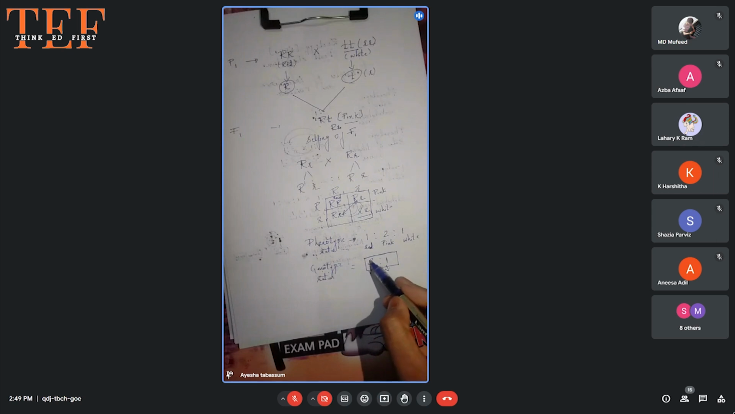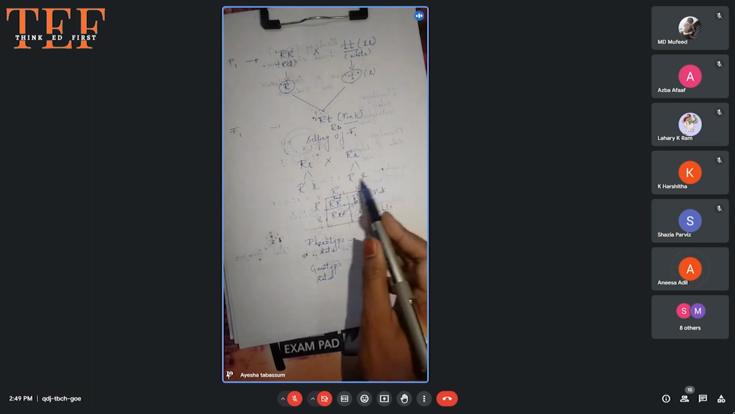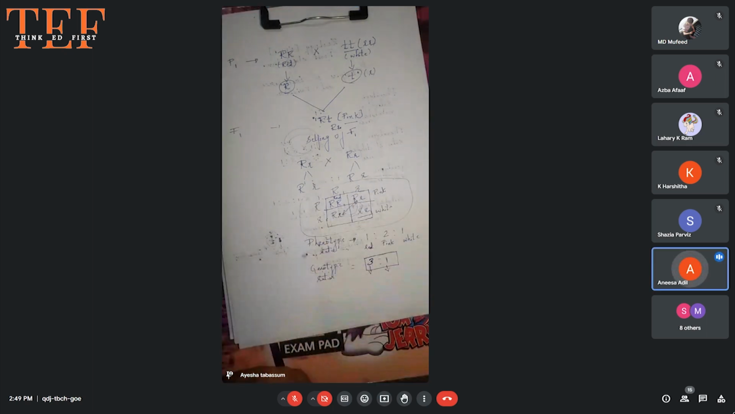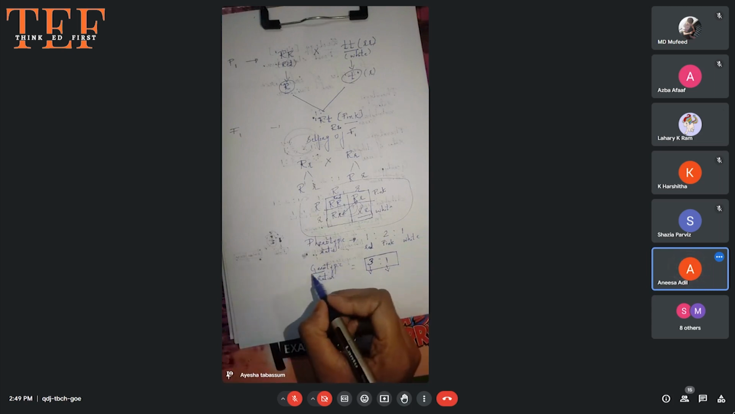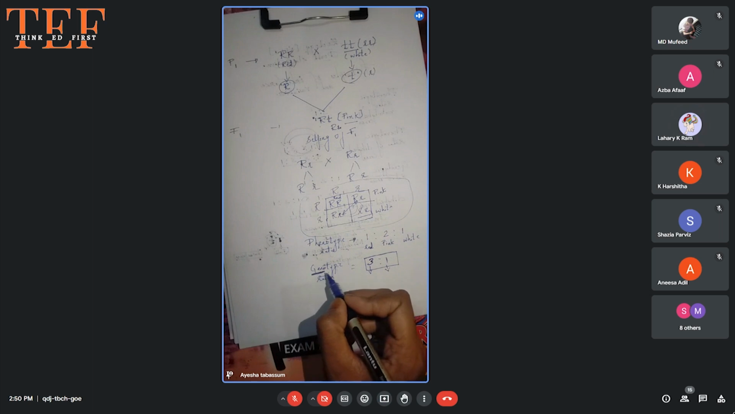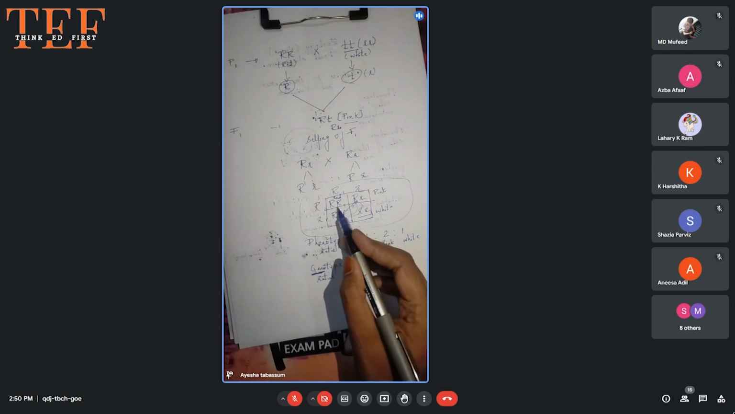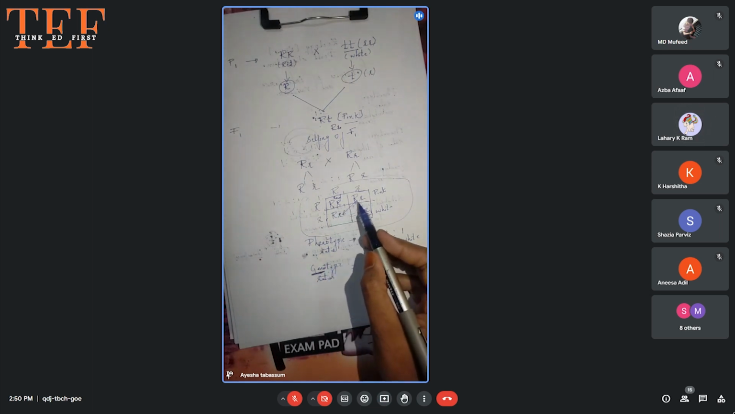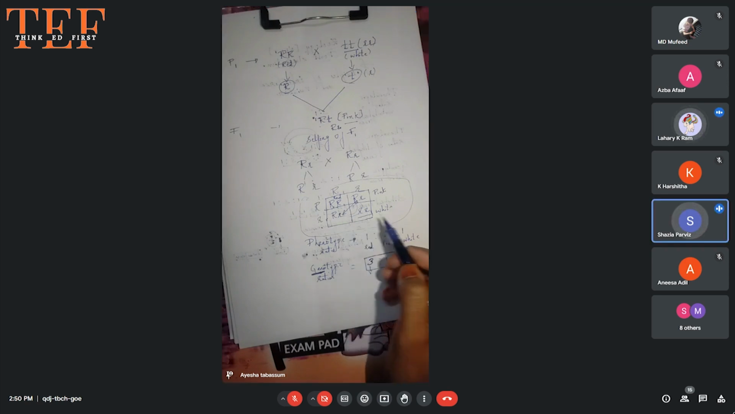So now tell me how come the genotypic ratio is 3 is to 1? How much is 3? How much is 1 in this? 3 red and 1 white. You cannot tell colors, my dear, in genotype. You have to tell about the genes. Capital R, capital R, capital R, small r.